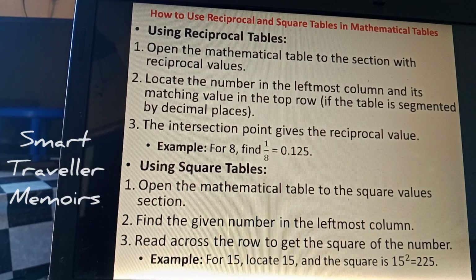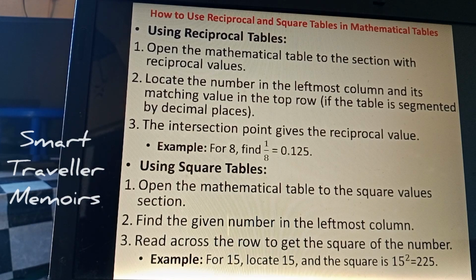Using reciprocal tables. Open the mathematical table to the section with the reciprocal values. Locate the number in the leftmost column and its matching value in the top row. If the table is segmented by decimal places, the intersection point gives the reciprocal value. Example, for 8, find 1 over 8, which is 0.125.